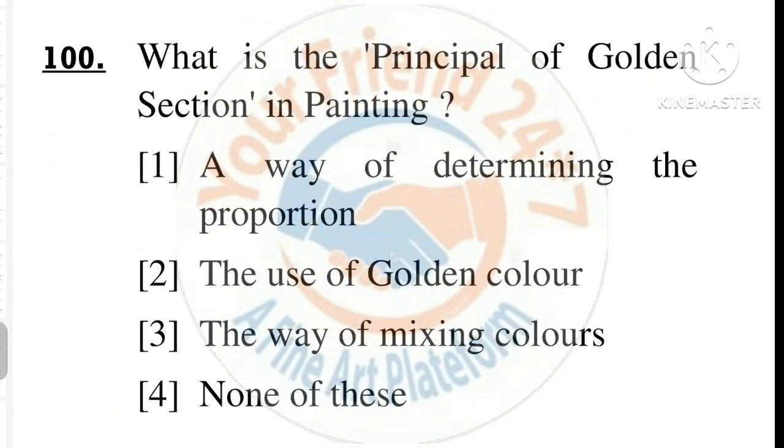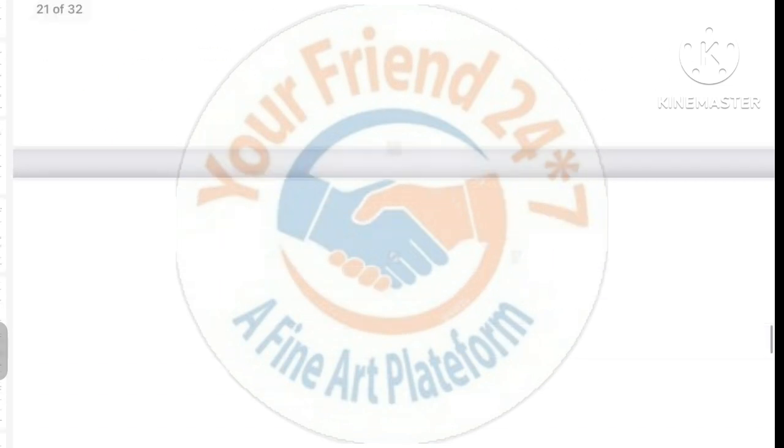Next question, what is the principle of the golden section in painting? The right answer is number 1, a way of determining the proportion.